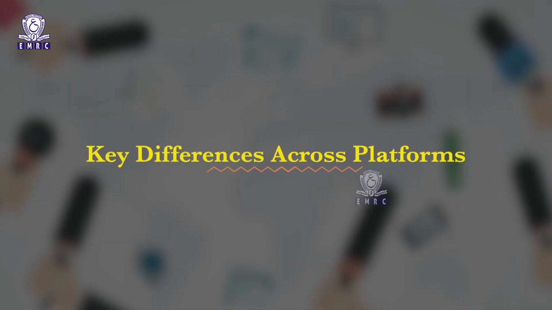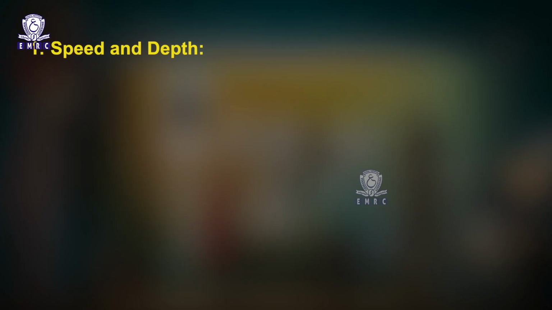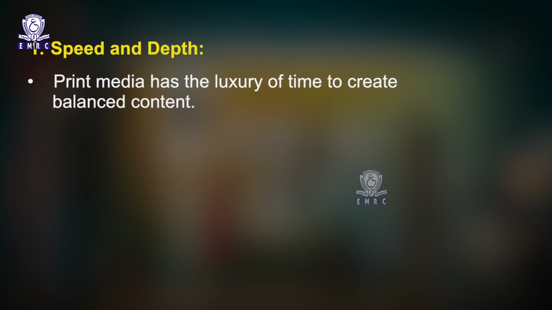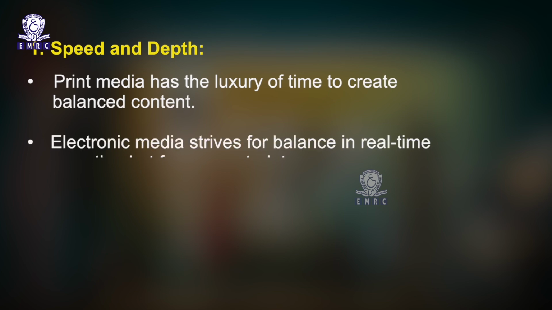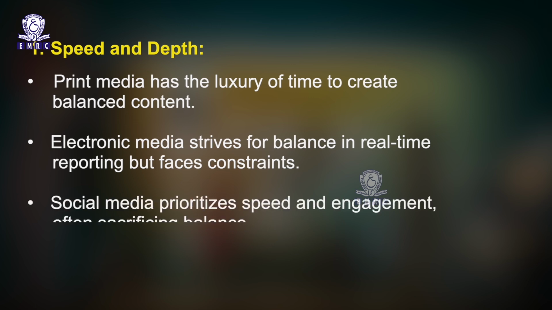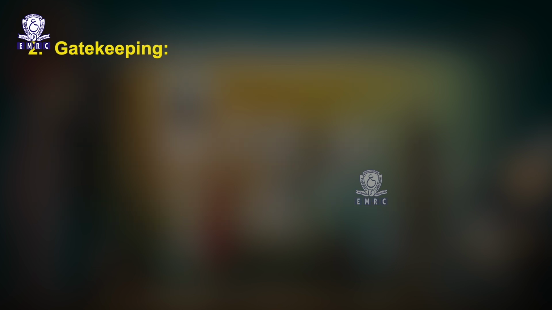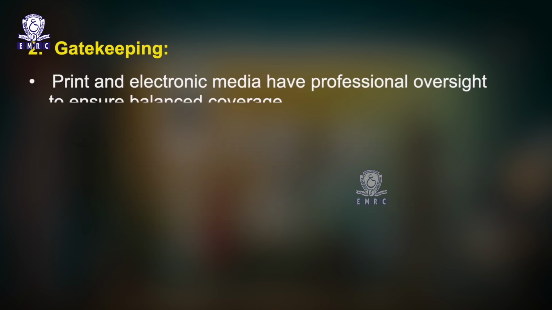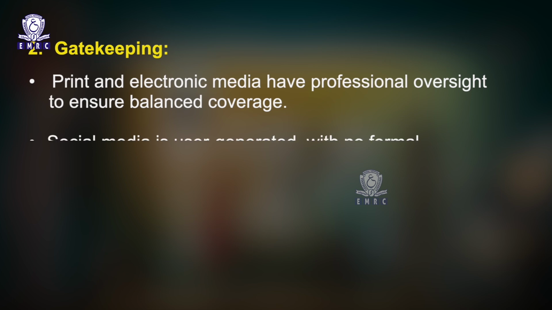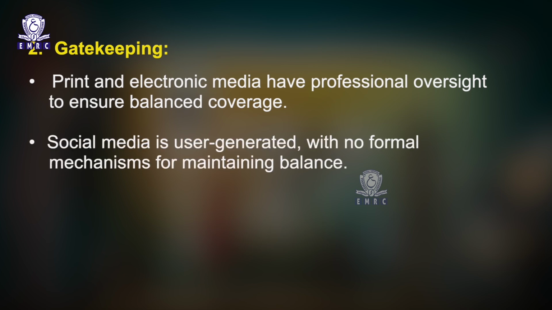Let's see some key differences across these platforms. First, speed and depth. Print media has the luxury of time to create balanced content, whereas electronic media strives for balance in real-time reporting but faces constraints. On the other side, social media prioritizes speed and engagement, often sacrificing balance. If it is about gatekeeping, print and electronic media have professional oversight to ensure balanced coverage, whereas social media is user generated with no formal mechanism for maintaining balance.